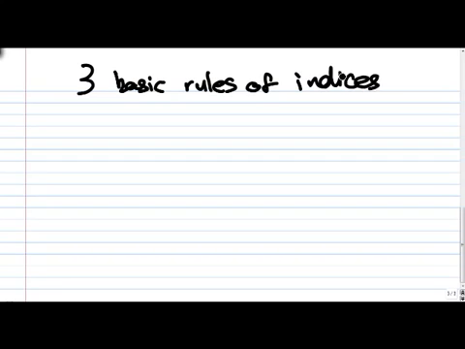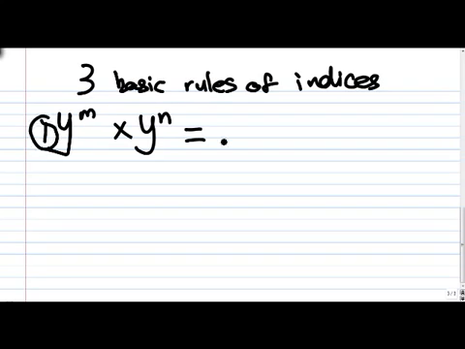That you should know. So if you had x to the power m times x to the power of n, let me just erase this because it might cause a little bit of confusion. Let's call it y instead. That's y to the power m times y to the power n. What you get is y to the power m plus n.